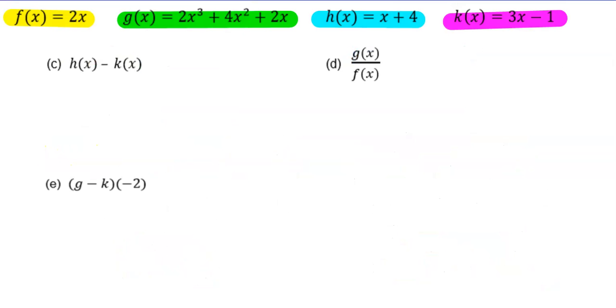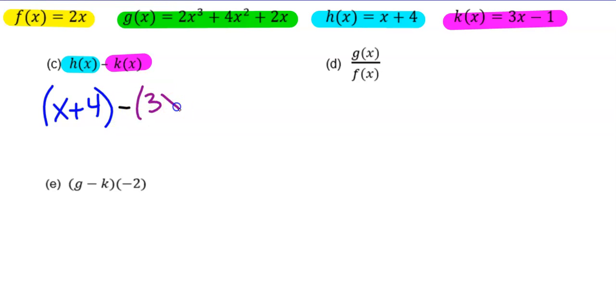All right, so the next problem, C, h of x minus k of x. So h of x is the blue function, minus k of x is the pink function. Again, parentheses, because we're inserting a group: x plus 4 minus k of x, which is 3x minus 1.